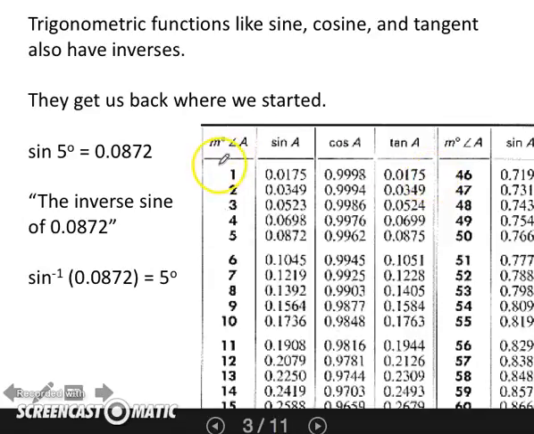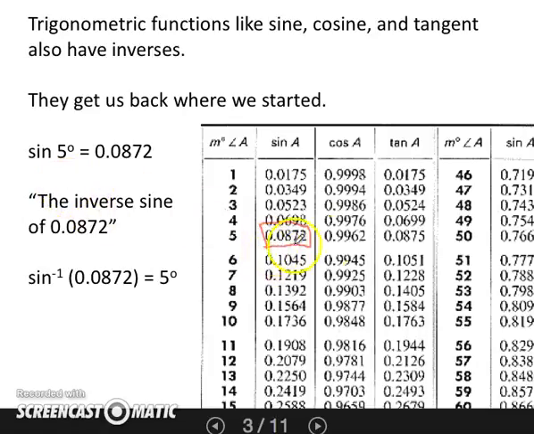That's a function of 1 degree. The tangent of 1 degree would be 0.0175. So the inverse of a trig function can get us back to where we started. Suppose we started out knowing that the sine of 5 degrees is, here it is on our table, 0.0872.